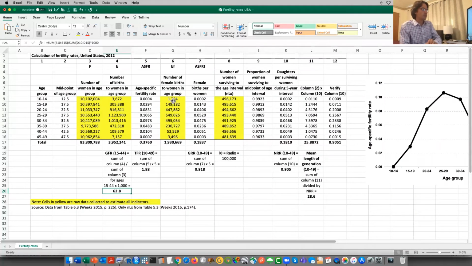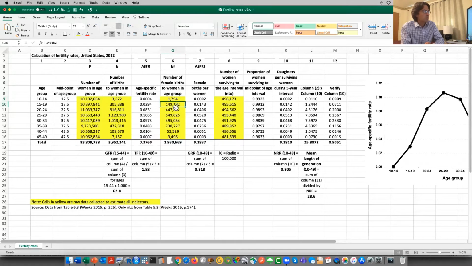The next one is we're going to estimate the reproduction rates, both the gross reproduction rate and the net reproduction rate. And for that, we need additional information that we did not have in the case of Brazil. The additional information is the number of female births to women in each one of these age groups. We have 3,672 female and male births in total. Out of those, we have 1,794 daughters being born to women between 10 and 14 years of age.